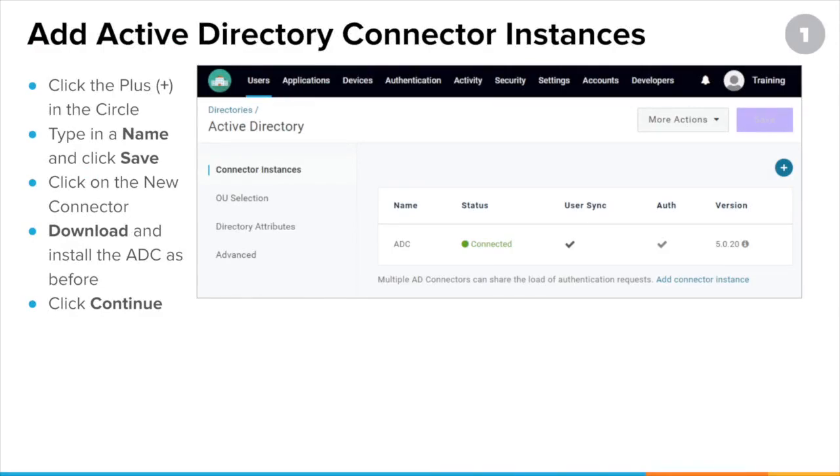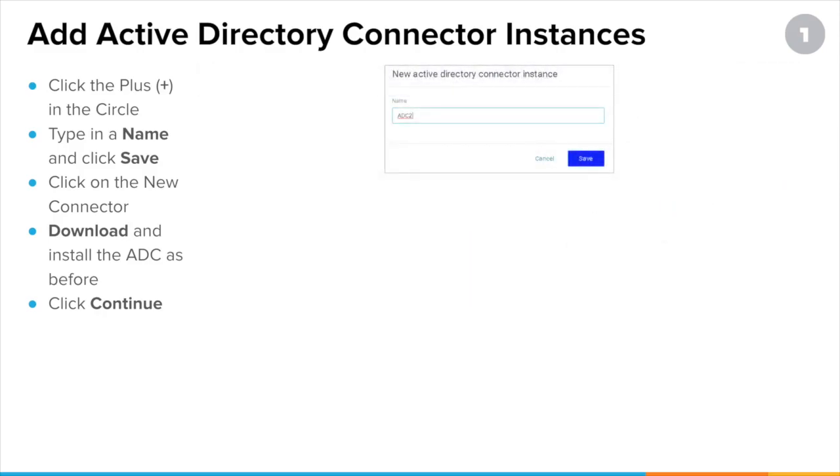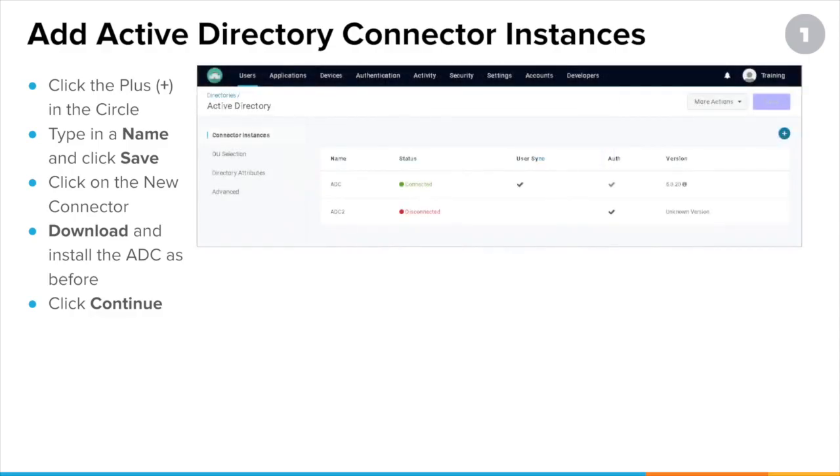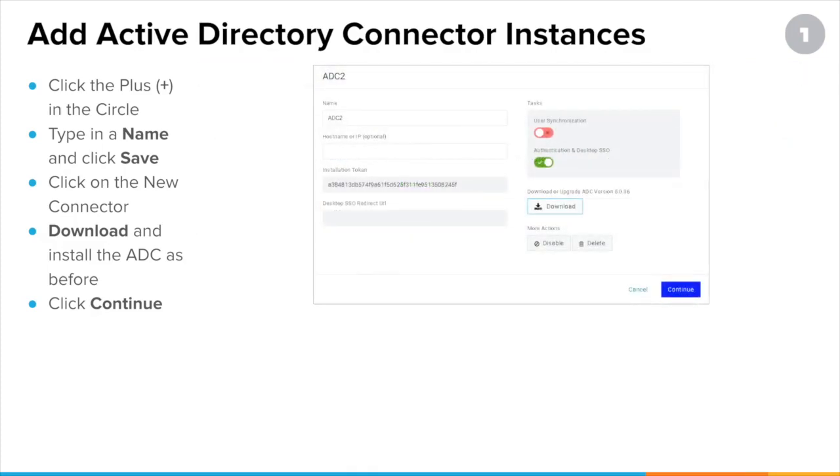Well, it's pretty simple. First, make sure you have a server that is a member of the same AD environment available to install the software on. Then, from the Connector Instances tab for the ADC connected to that environment, click on the plus sign in the upper right-hand corner. Type some sort of brilliant name so you know maybe where it's being installed. Then click on the new connector that you just added. From there, you can download the software and install it on that new member server.